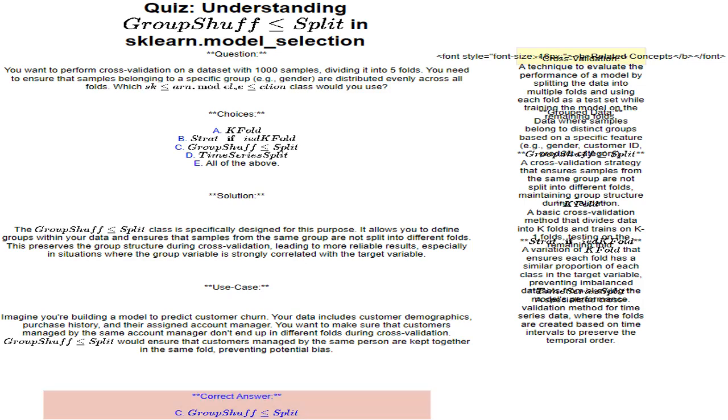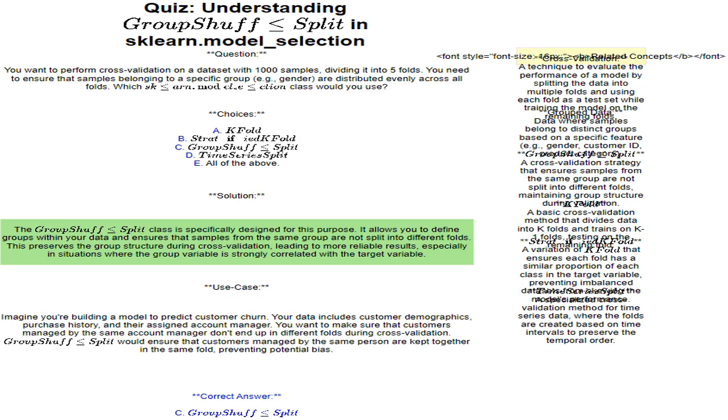C. Group shuffle split. True. The group shuffle split class is specifically designed for this purpose. It allows you to define groups within your data and ensures that samples from the same group are not split into different folds. This preserves the group structure during cross-validation, leading to more reliable results, especially in situations where the group variable is strongly correlated with the target variable.